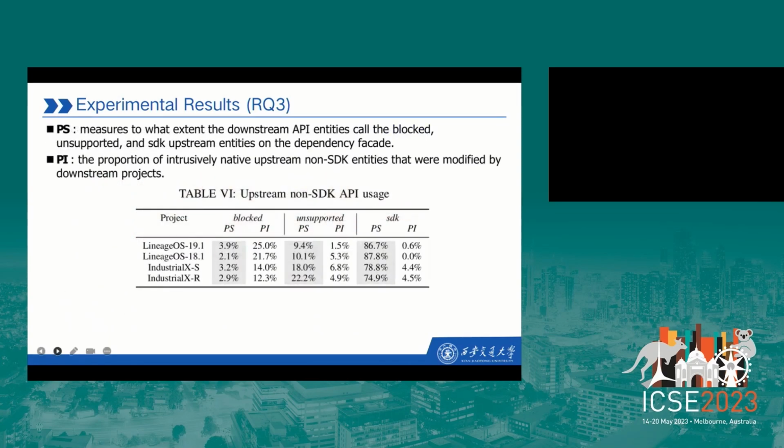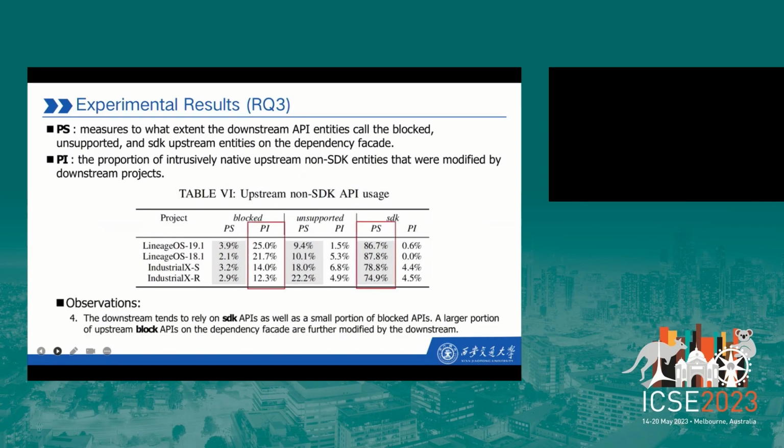Besides, we compute the PS that measures to what extent the downstream API entities call the blocked, unsupported, and SDK upstream entities on the dependency facade. Among those entities, we further assessed the PI, the proportion of intrusively native upstream non-SDK entities that were modified by downstream projects. And we found that downstream tends to rely on SDK API as well as a small portion of blocked API. A larger portion of upstream blocked APIs on the dependency facade are further modified by the downstream.